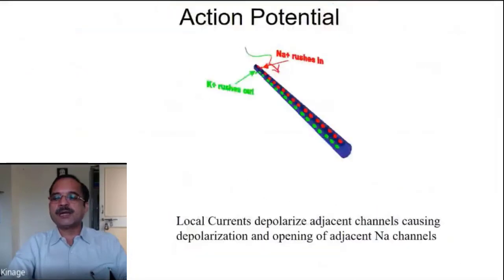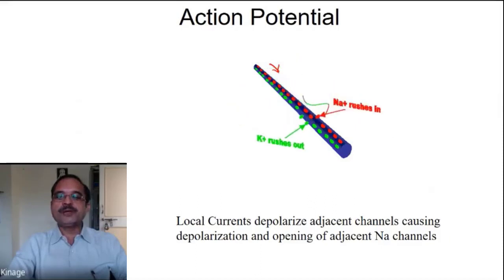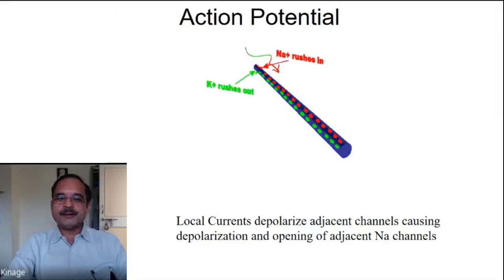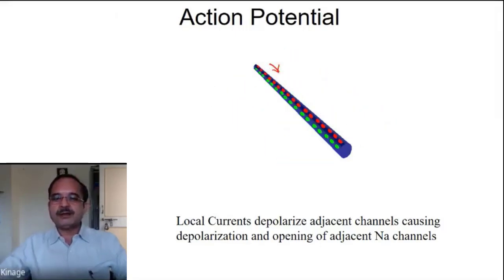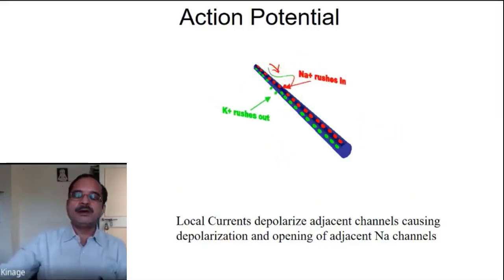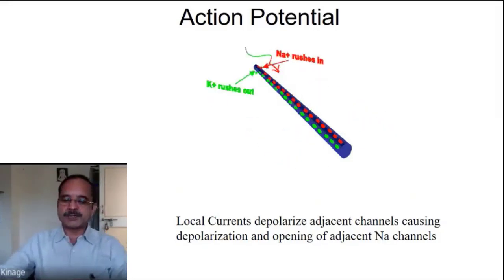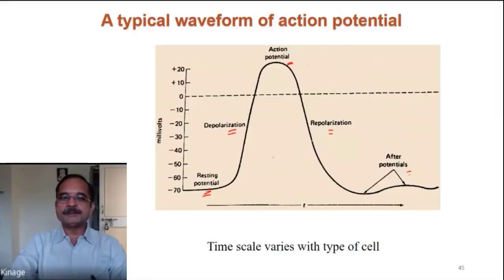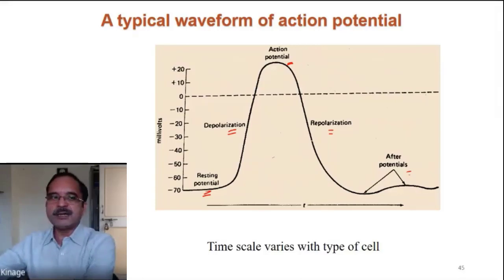I think this was the last point which we were discussing. Once the action potential is developed, it is propagated from one nerve cell to the other nerve cell, and this holds true for any other type of cells. That is how the signal propagates. And this is the complete cycle of action potential, which we call the typical waveform of action potential.